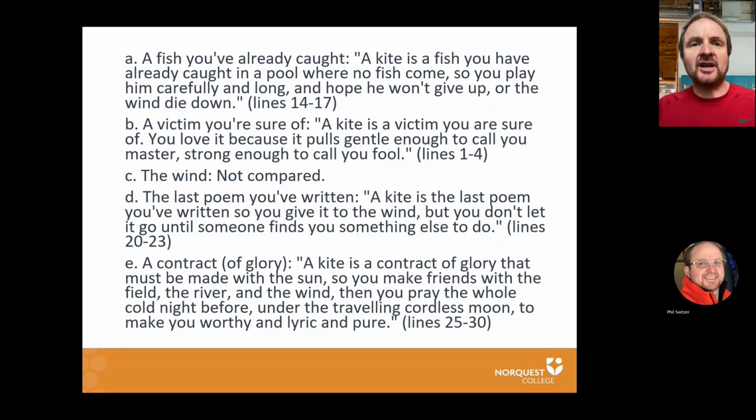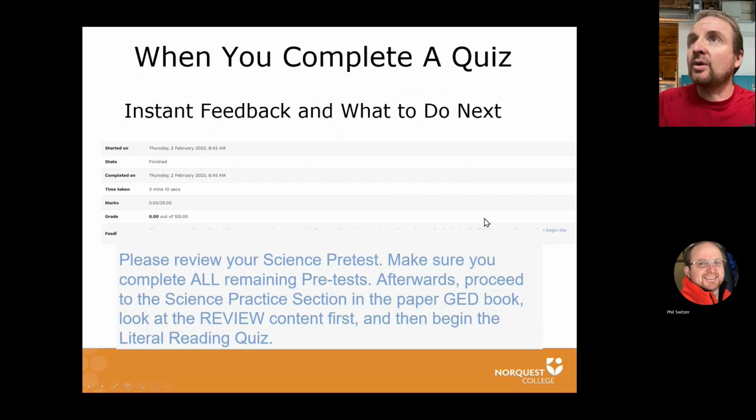But let's assume you've got that done. You got your GED reading pretest done. You've gone through the back of the book, looking at the answers and the explanation for those answers. You've even tried it a little bit again in the paper book as well, but it's time to start the content. It's time to start the reading part of the course.